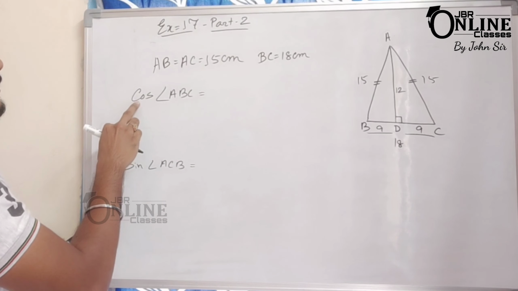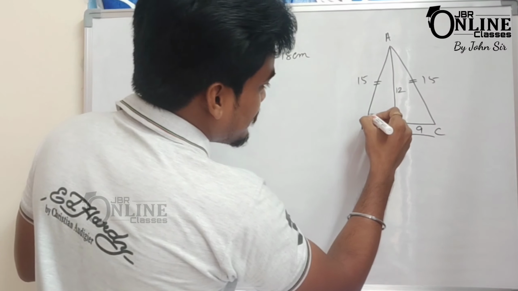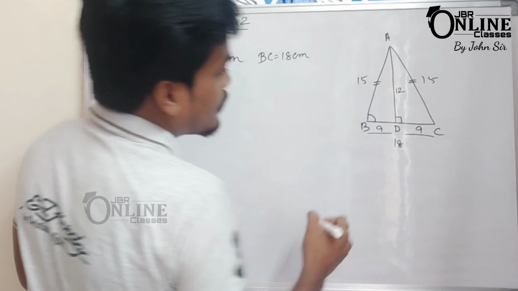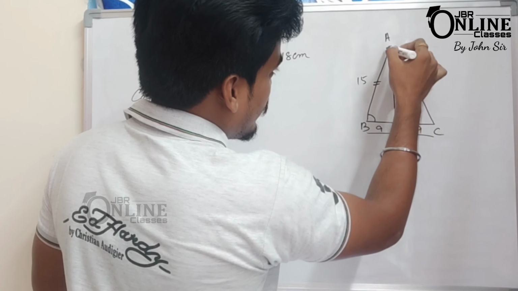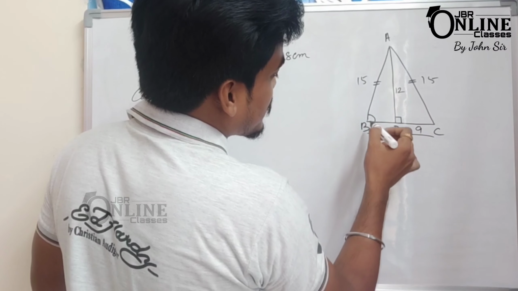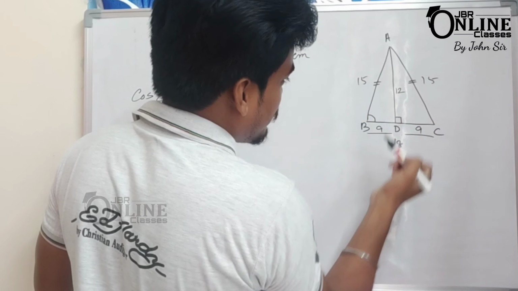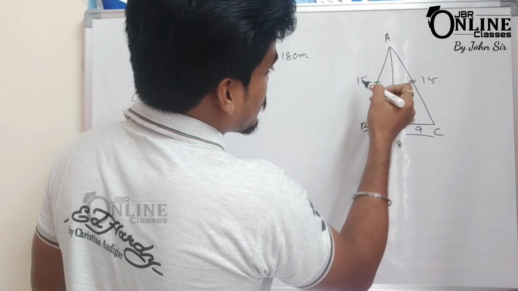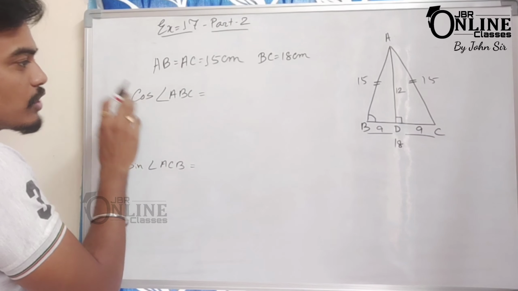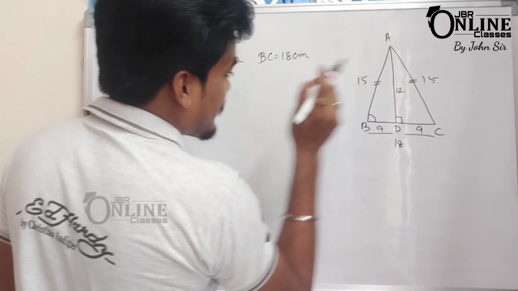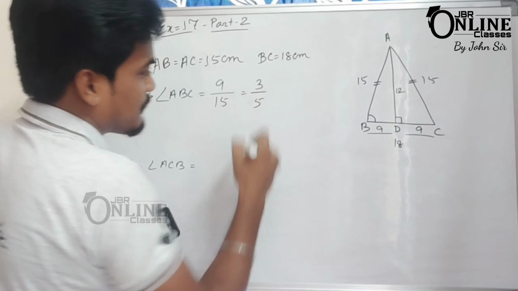Now next thing you have to find out cos angle ABC. That means here angle B, this angle. So with respect to this angle from the triangle ABD, with respect to angle B, here height, that means perpendicular, equal to 12, hypotenuse equal to 15 and base equal to 9. Now here you have to apply the formula of cos. Cos means base by hypotenuse. That means here 9 by 15. So that equal to 3 by 5.